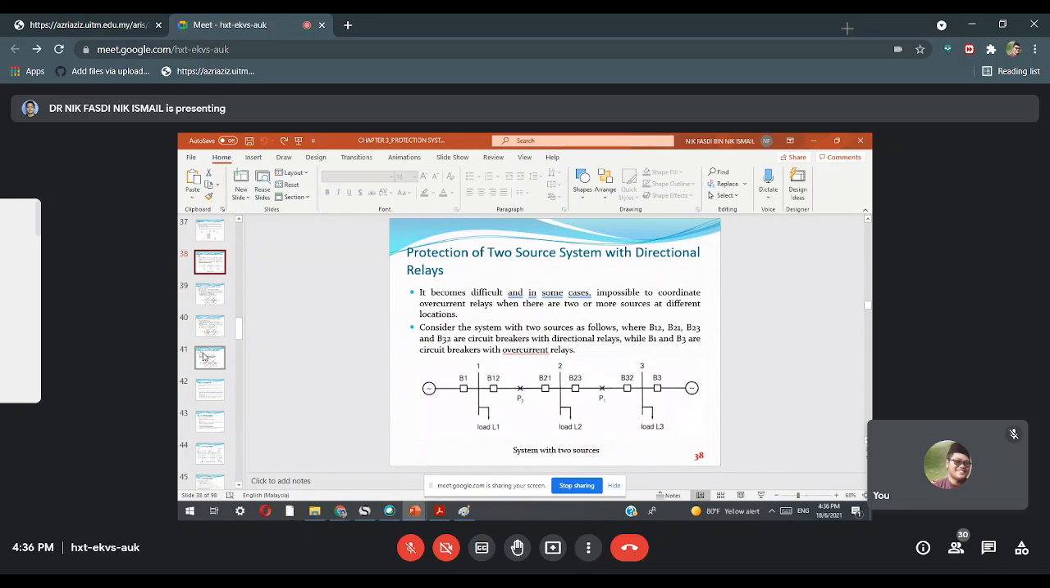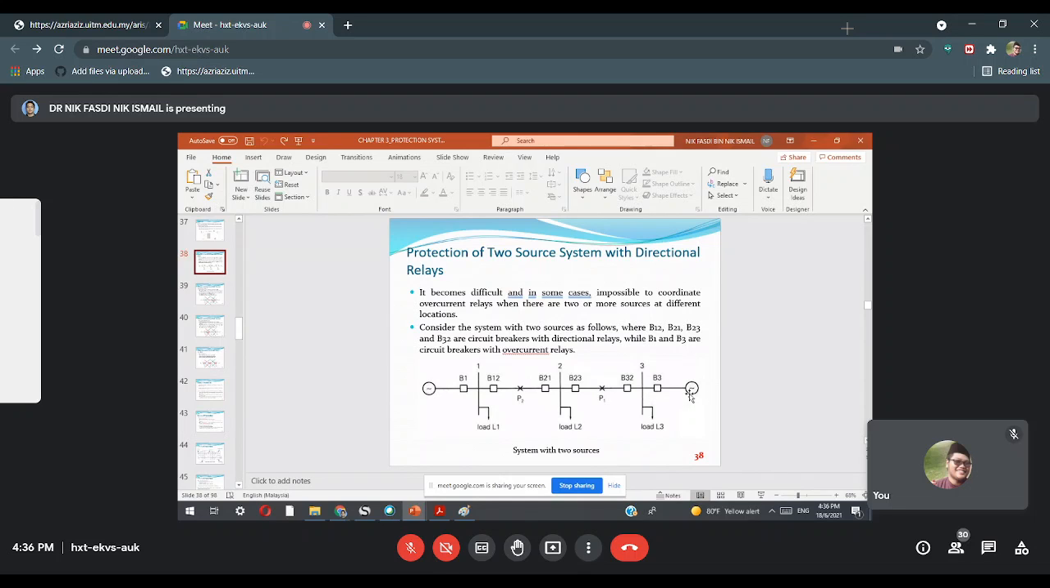Okay. Yang tadi kita buat straightforward, kita only have one source. Okay, one source. But what happen if you have two source? So dia akan jadi complicated because the determination of forward and reverse tu dia akan jadi complicated. Faham tak? Because you tahu forward and reverse ni dia bergantung pada flow current daripada source kepada load.